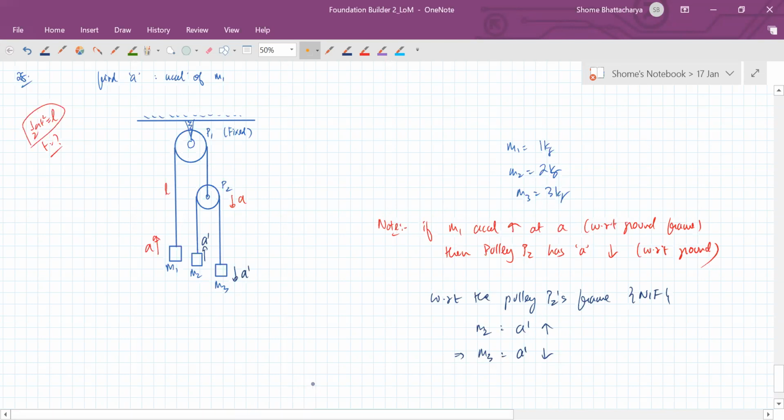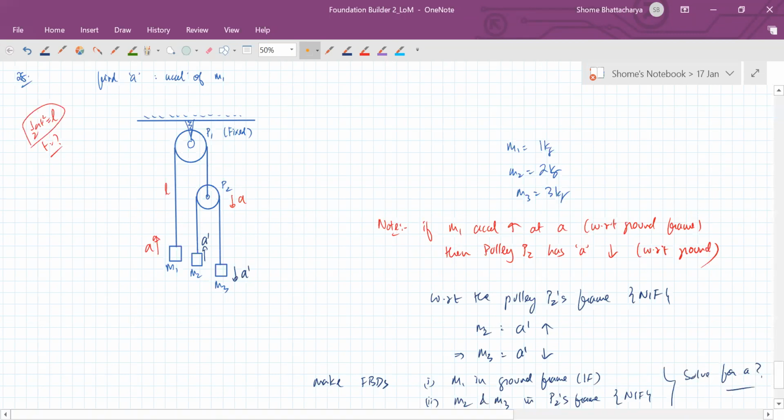Okay. So now next what we'll do is we'll make the FBDs of M1 in the ground frame, that is the inertial frame, but of M2 and M3 in the pulley P2's frame, where they are at rest, having a common magnitude of relative acceleration, but that's a non-inertial frame. And once we make these FBDs, we will solve for E. Okay, so that's what we have to do.